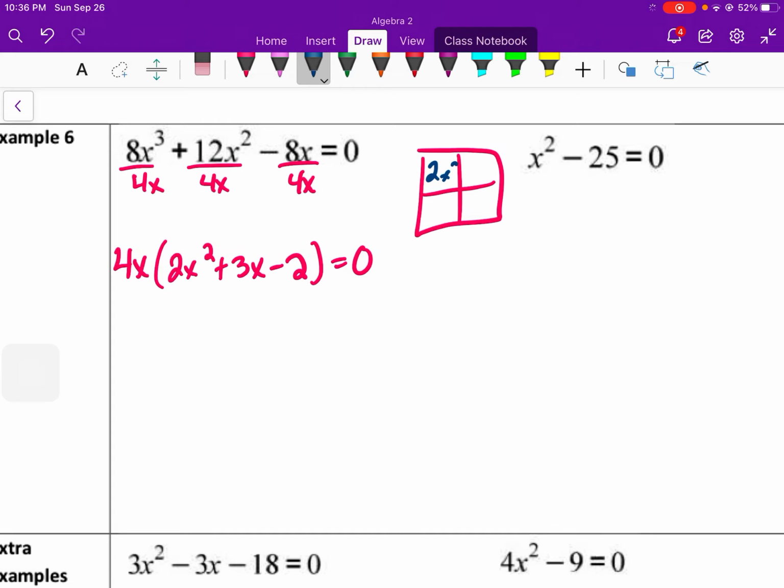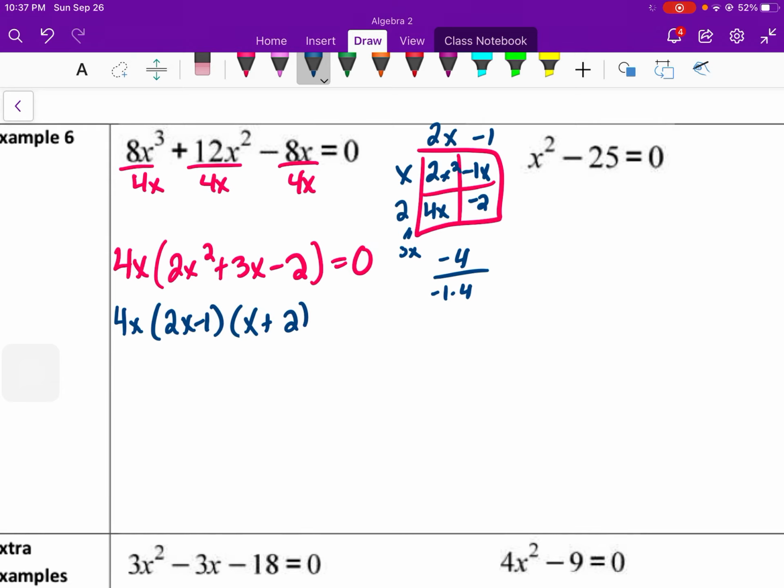Factoring the inside more, I'm going to get 2x squared, negative 2, first and last term. Multiply those together is negative 4. I have to add up to 3x in the middle. So it'd be negative 1 and positive 4. Negative 1x and positive 4x. Finding the greatest common factor of each row and column. This one has just an x in common. This column here, the first one has a 2x, then x times negative 1 and 2x times 2. So this will factor to 4x, and then 2x minus 1, and then x plus 2, all equals 0.